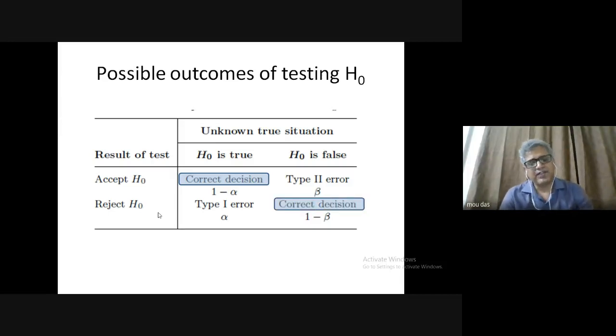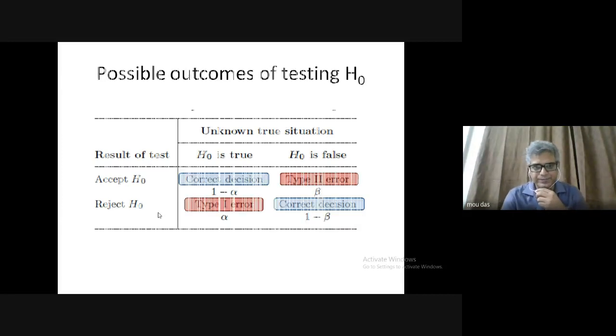But if H0 is true in reality and we reject it, we make a type 1 error. And if H0 is false and we accept H0, we make a type 2 error. Here, this should be very clear: type 1 and type 2 error.